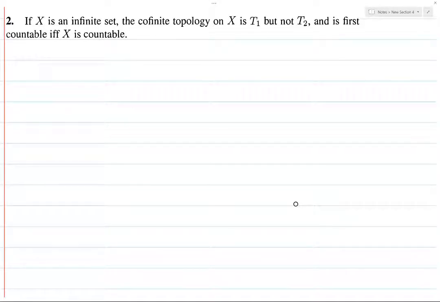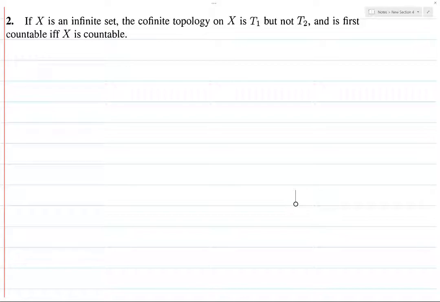Alright, so we want to prove that if X is an infinite set, then the cofinite topology is T1 but not T2, and it's first countable if and only if X is countable. So this is a classic case of two exercises in one, but anyways, let's do it.